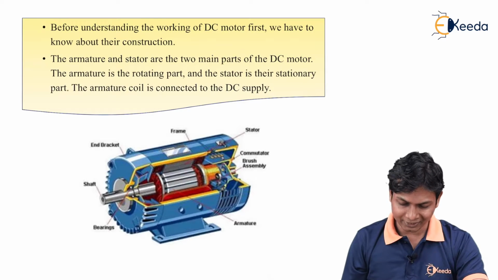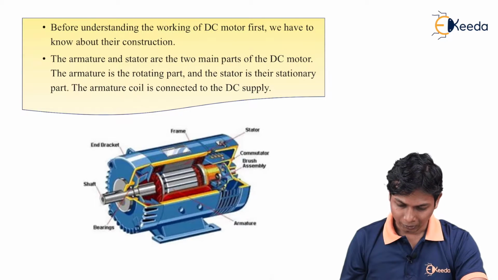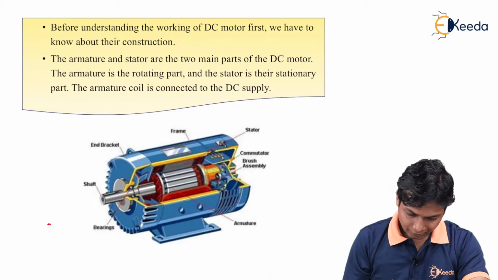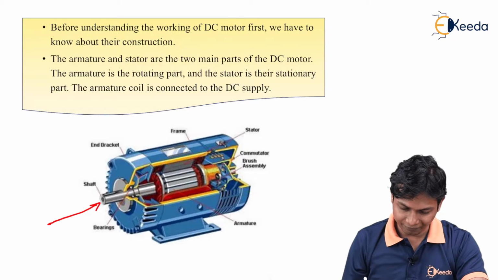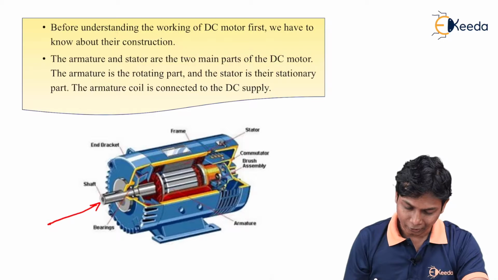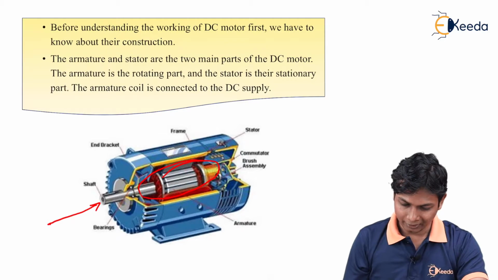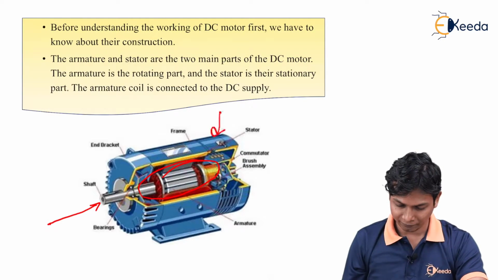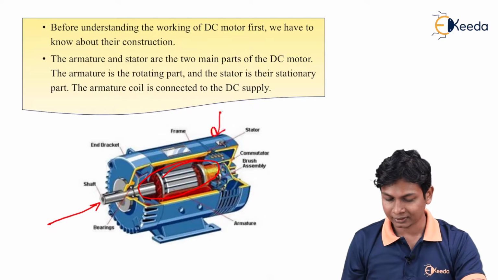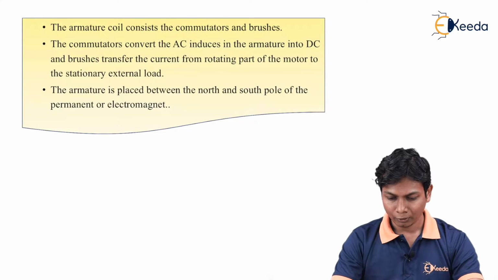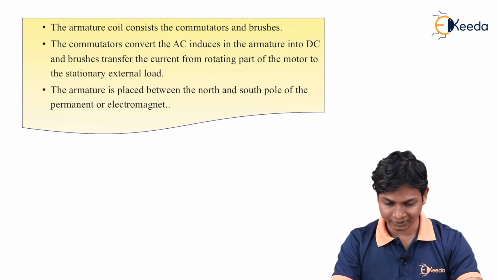Here you can see the pictorial view of an actual DC motor, where this is a shaft which is connected to the rotary part, and here you can see the rotary part, and here is the frame of the motor, which is the stationary part. Now, the armature coil consists of commutators and brushes.